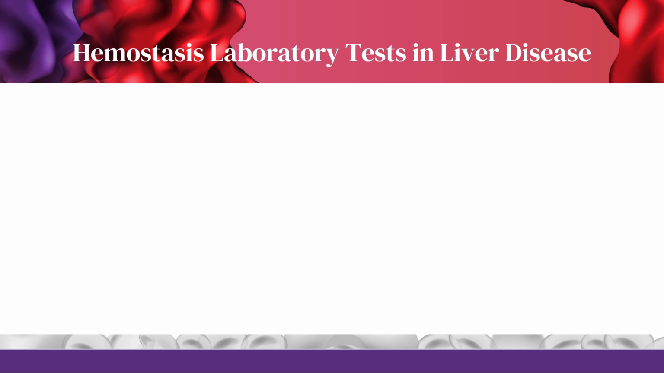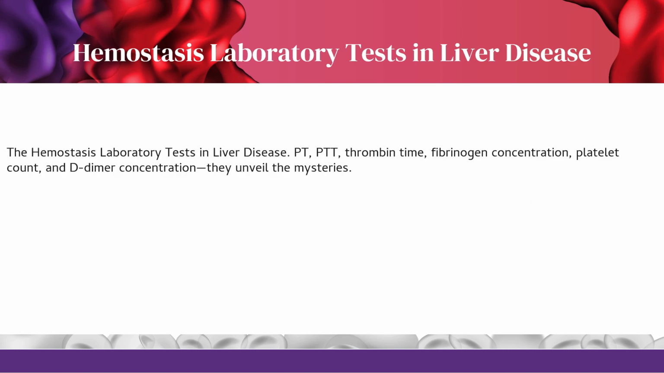Now, let's explore the detective work, the hemostasis laboratory tests in liver disease. PT, PTT, thrombin time, fibrinogen concentration, platelet count, and D-dimer concentration unveil the mysteries. Factor V and 7 assays become our Sherlock Holmes, distinguishing liver disease from vitamin K deficiency.